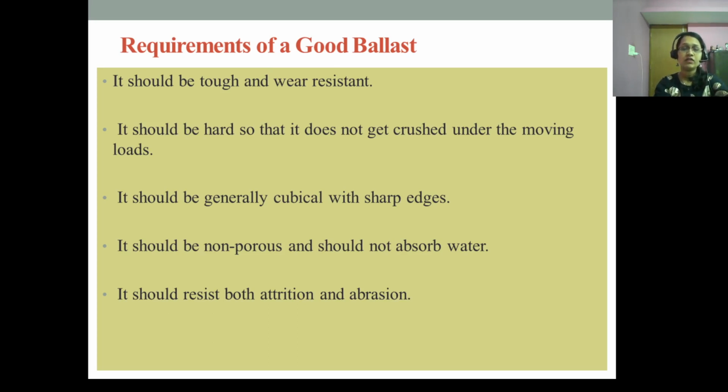Then it should be non-porous and should not absorb water. A good ballast should be non-porous and should not absorb water. Then it should retain its position. Ballast should retain its position laterally and longitudinally under all conditions of traffic. Then the ballast should be available in nearby quarries so that it reduces the cost of supply. The size of the stone ballast should be 5 centimeters for wooden sleepers, 4 centimeters for metal sleepers, and 2.5 centimeters for crossovers.